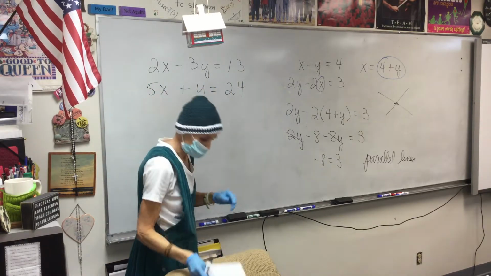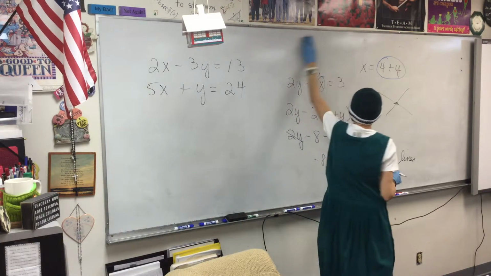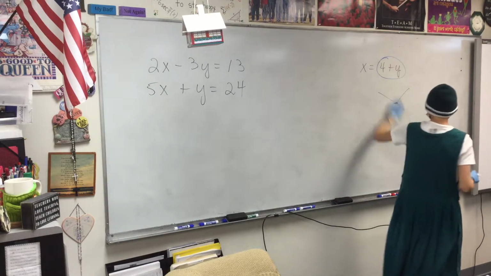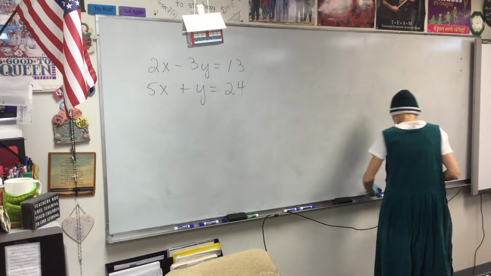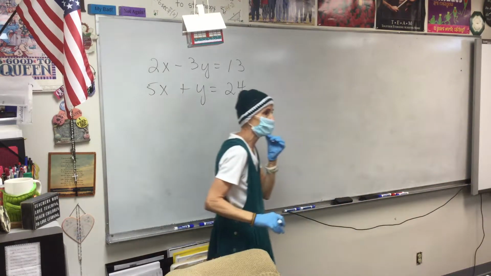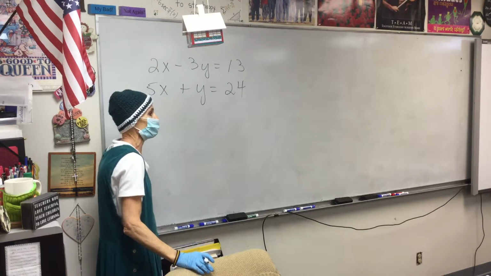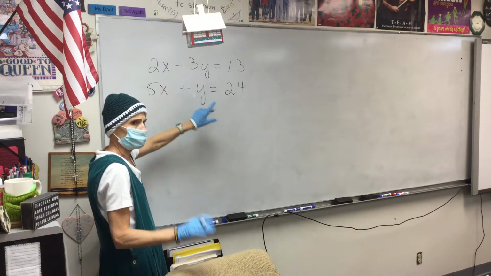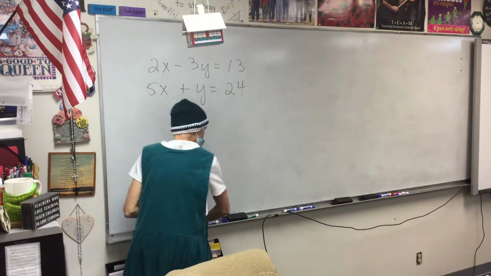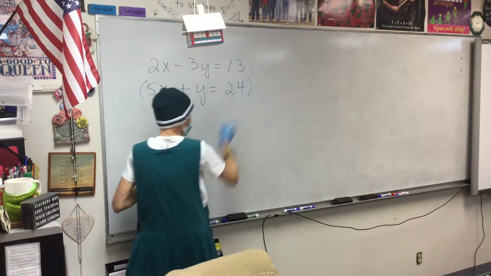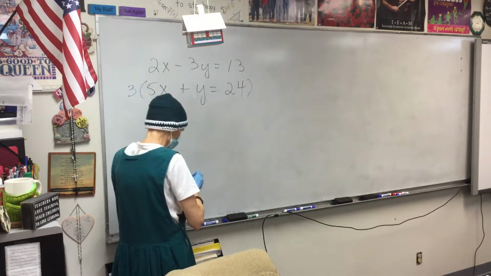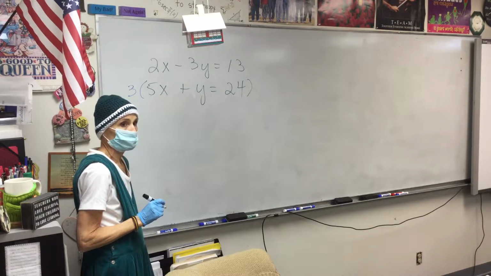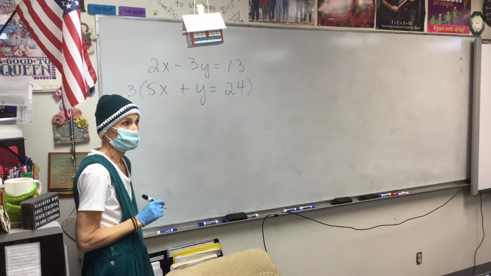The directions say use elimination. So we have a new set of directions. Who can tell me how this works? Anybody remember? Julian? So you take the y on the bottom one and multiply the equation by 3 so you can cancel it. Okay, wait a second. He says we're going to take this equation and multiply it by negative 3.